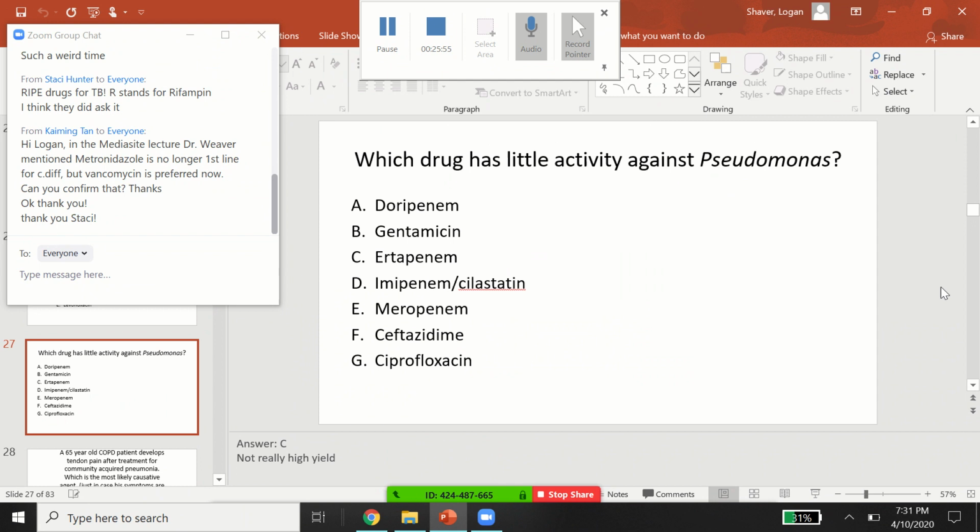Which drug has little activity against Pseudomonas? Honestly, I don't remember her asking that. Maybe she had a Pseudomonas question, but we didn't even really talk about carbapenems on here, so I just really don't see her asking something super similar, with the answer being ertapenem. But yes, that's the answer for this question. Like I said, we haven't really covered that Pseudomonas stuff in this particular lecture, so it's kind of oddly placed to me.